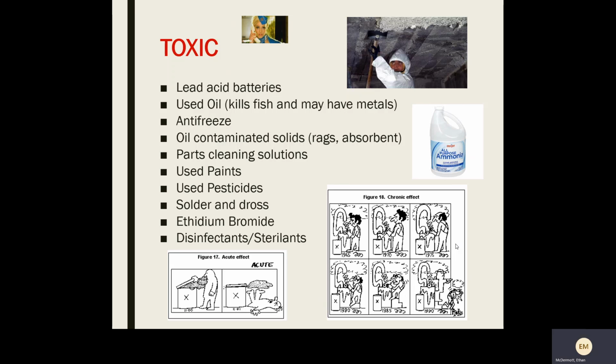Antifreeze. Materials contaminated with used oil, such as rags or absorbent. Parts cleaning solutions. Used paints. Used pesticides. Solder and dross. Ethidium bromide, which is often used in lab settings. And disinfectants or sterilants. And as you can see from the comics on this slide, toxic waste can have acute effects or chronic effects, but both would be considered a hazardous waste.